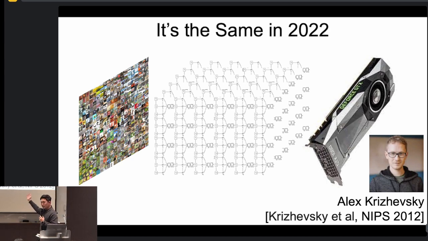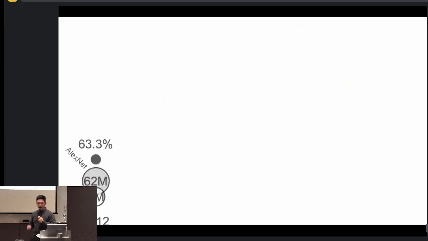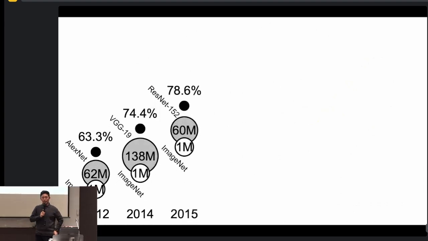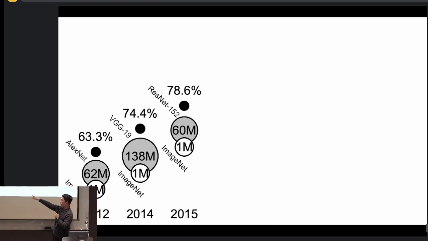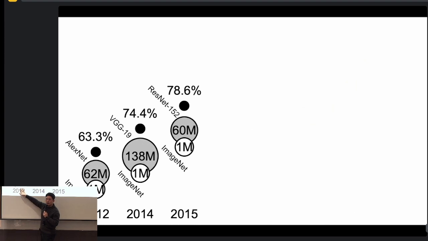So yeah, it's the same in 2020. It's still the same, as we already witnessed with ChatGPT. So in the computer vision area, not the language area, as you can see, this 1 million is the ImageNet data set scale for training, and this 62 million is the number of weights of the convolutional neural network.